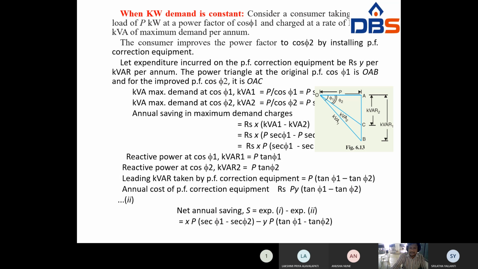And charge rate of x rupees per kVA of maximum demand per annum. The consumer improves the power factor from cos phi 1 to cos phi 2 by installing power factor correction equipment. Let the expenditure incurred on the power factor correction equipment be y rupees per kVAR per annum. From the power triangle, cos phi 1 is OAB, cos phi 2 is OAC.